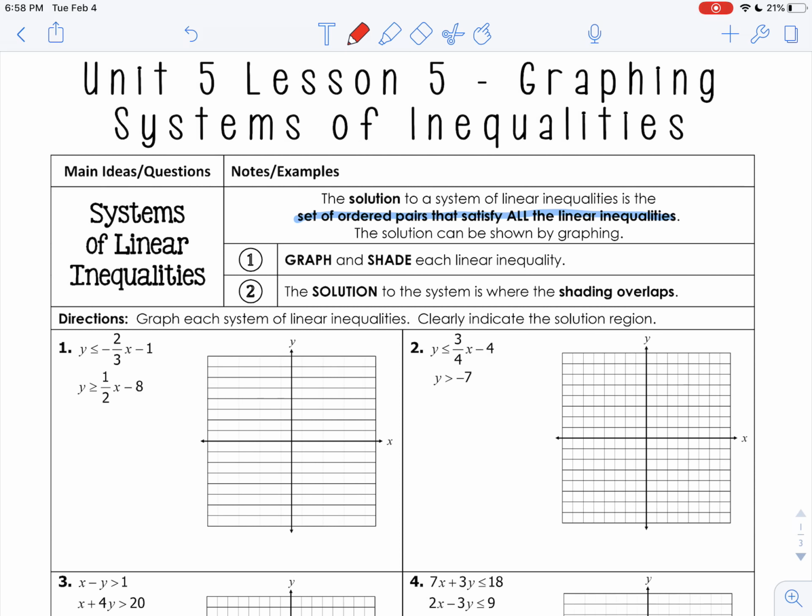So the solution can be shown by graphing. Step one is to graph and shade each linear inequality. So there's two for each one. And then the solution, or the answer, to this system is where the shading overlaps. Okay? So let's take a look at the first one.